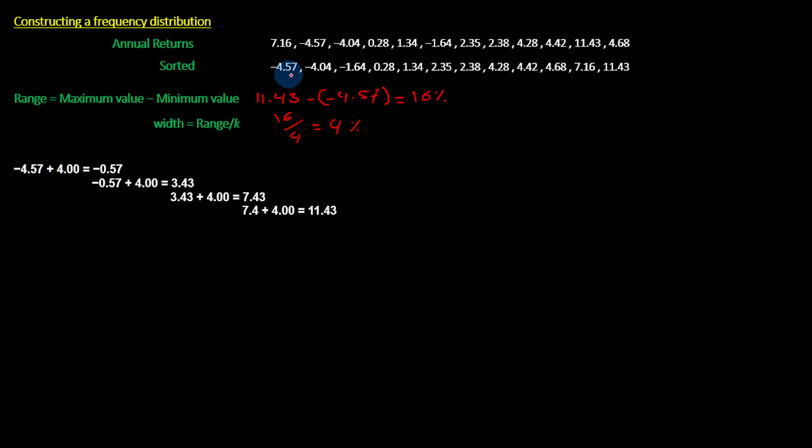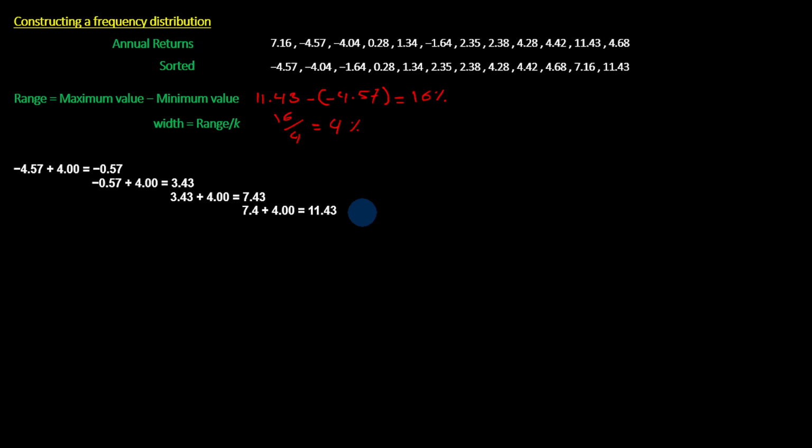So now, to create my intervals, all I have to do is to take the width of my intervals and start adding it to my lowest value, in this case, minus 4.57. So I add this 4% to this number and come up with a number, minus 0.57. And then again, take that number, add 4, come up with another number, and continue this until I get to my last observation. Then I will stop. Now I have 4 intervals. The first interval is minus 4.57 up to minus 0.57 and then it goes on until the last interval, which is 7.4 up to 11.43. So I have 4 intervals and each interval has a width of 4%.